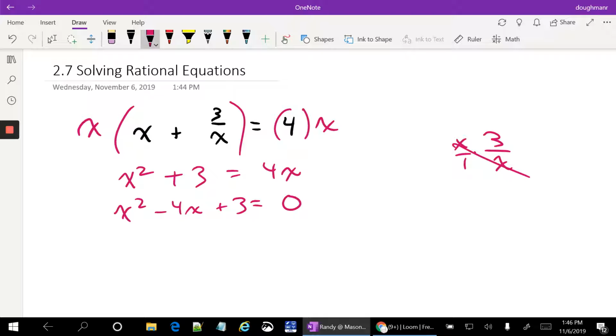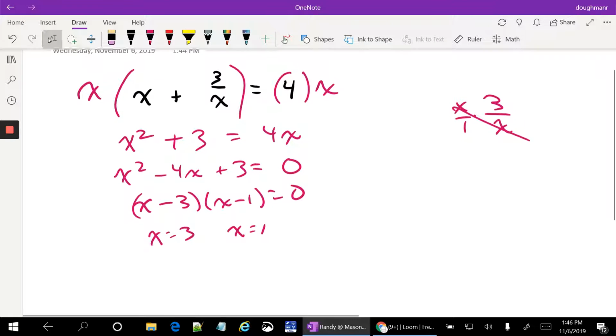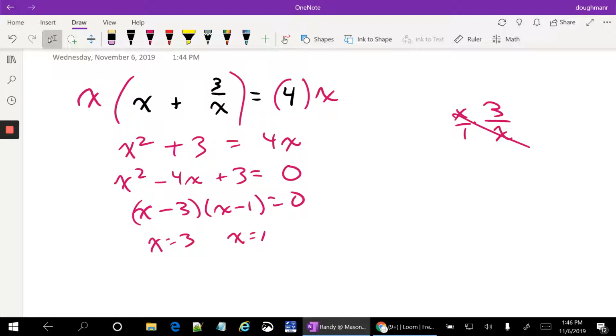All right, and then I can factor that. I believe that's x minus 3 times x minus 1 equals 0. And that means x is 3 or x is 1. And I recommend we always check our work when we're working with rational expressions.